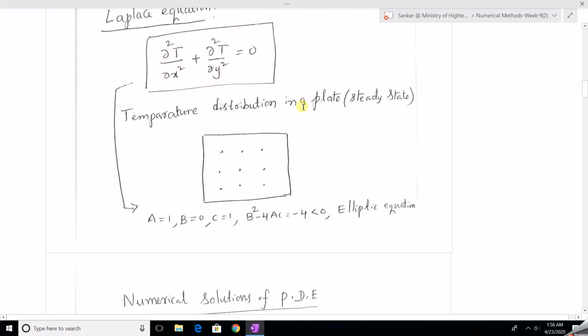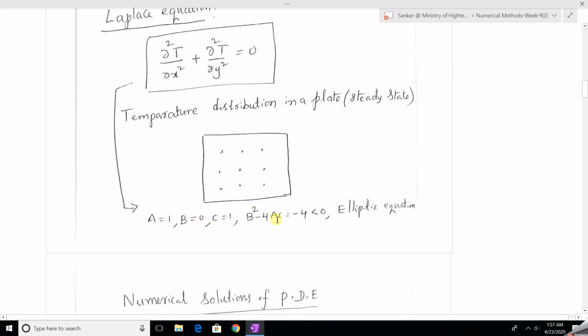If we compare with that standard equation, we will be getting A is equal to 1, B equal to 0, because there is no term dou square t over dou x dou y. And the coefficient of dou square t by dou y square is C, so C equal to 1. So A is 1, B is 0 and C is 1.